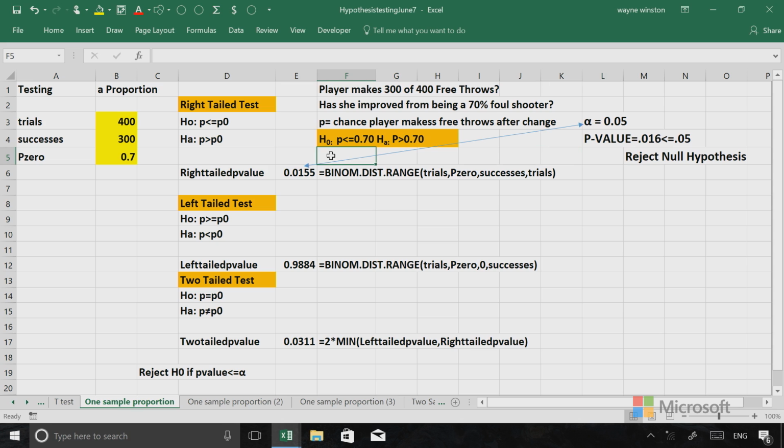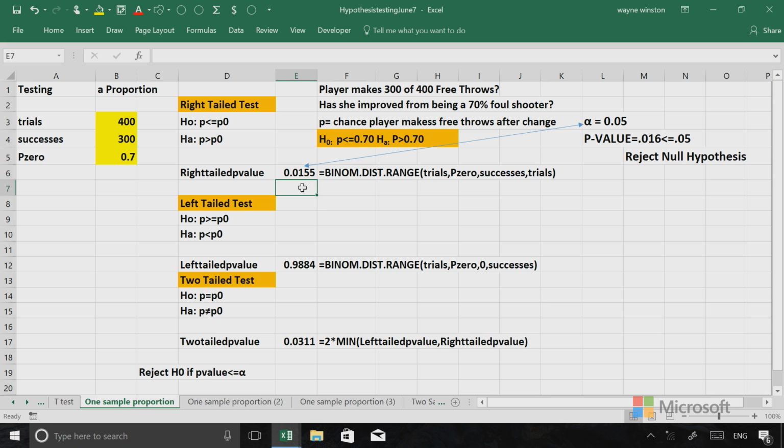Okay, so the null hypothesis is that their chance of making a free throw after the change, which we call P, would be less than or equal to 0.70. They weren't any better. The alternative hypothesis is their chance of making a free throw after hiring the new coach is greater than 0.70. So all we do is put that information over here. P0 is 0.70. The number of successes, a success is making a free throw, is 300. Number of trials is 400. Okay, and it's a right tail test because you have a greater than sign here. The p-value is 0.016. That's less than or equal to 0.05. We reject the null hypothesis.